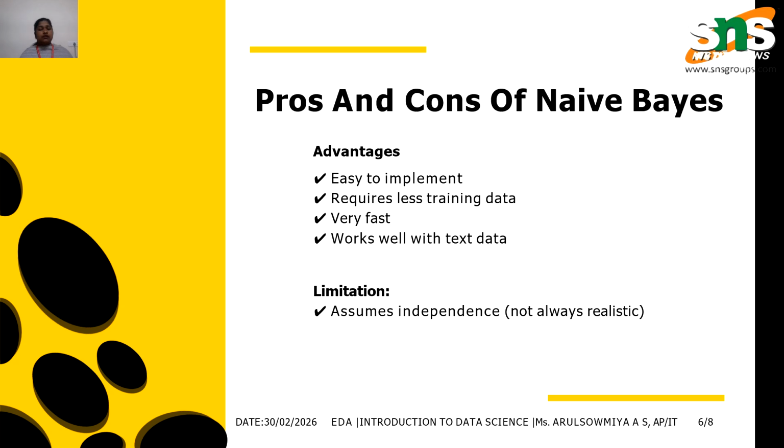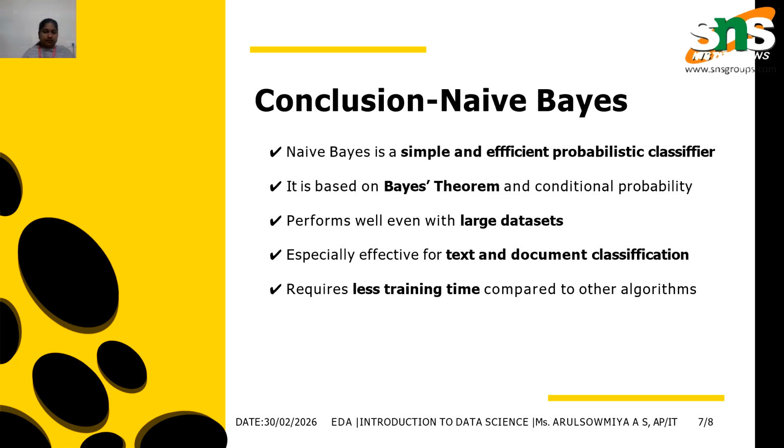So let's see pros and cons of naive Bayes. What are the advantages and limitations here? The main advantages: it is easy to implement, it requires less training data, it is very fast compared to other algorithms, and it works well with text data. The limitation is that it assumes independence, which is not always realistic.